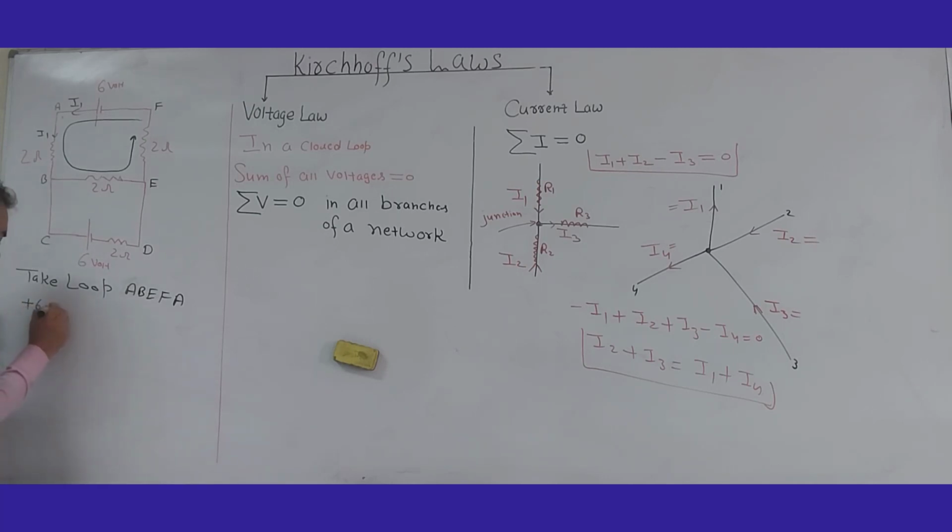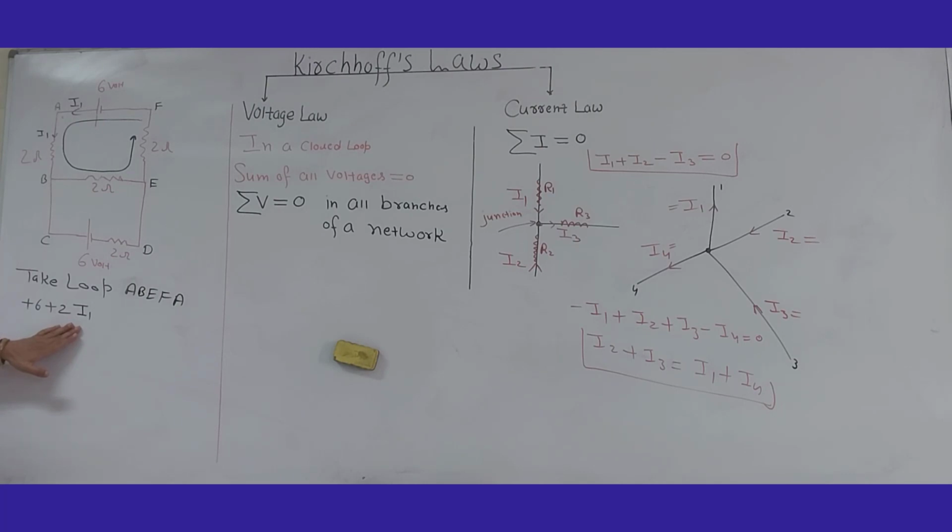So this is plus 2I1, okay? Plus 2I1, because the direction of current is downward and I am also moving from A to B, because this is my loop. I will move from F to A and then from A to B, right? And I am following the direction of current, so the voltage drop 2 into I1, that will be positive, right?